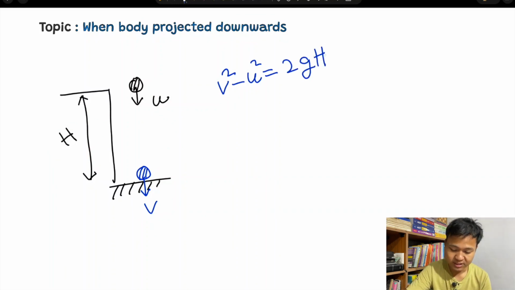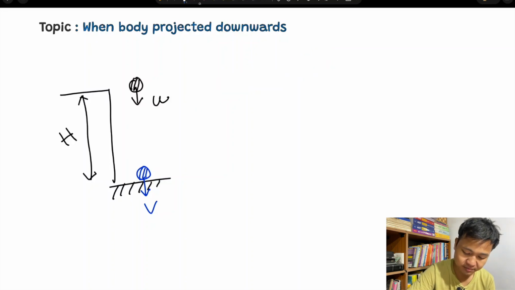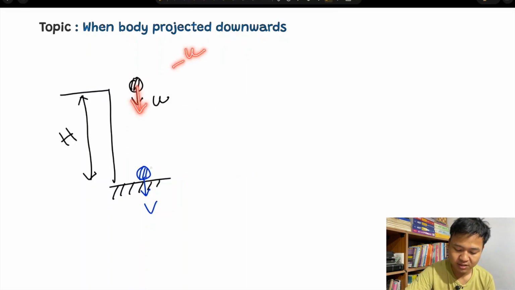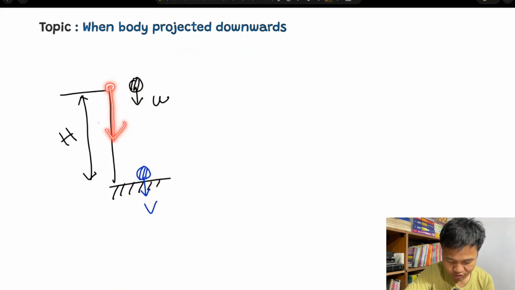Okay, and then one thing here. Very important thing: u is downward. So actually it should be minus u, and v is also downward, so it should be minus v. You're starting from here and going downwards, so measurement h is also in the downward direction.